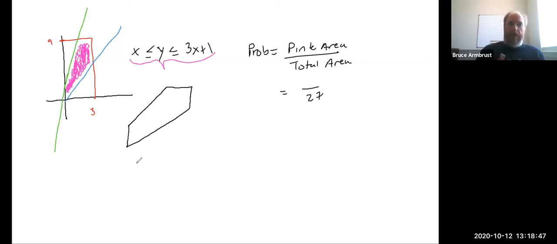So let's think about setting this up with Integration Man. So we have two choices. We can do this as a dy dx or a dx dy. I'm going to recommend that we just do dy dx because that tends to be easiest.